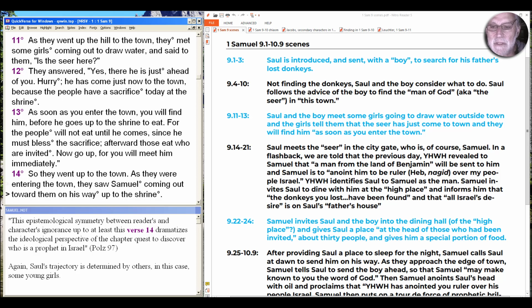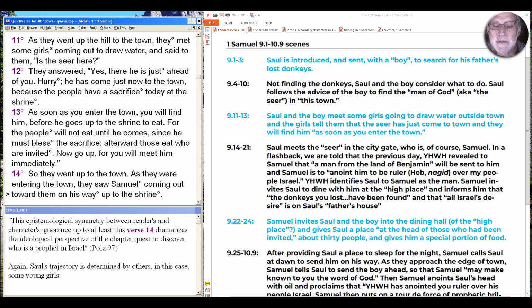Last time we looked a little bit at how the relationship between Saul and his servant boy suggests that Saul is not prepared to be king, because he's following the orders of someone who should be following his orders, and didn't really have a clue of what's going on. Today we're going to see how that continues as he encounters these girls at the gate of the city, or just outside the gate of the city, who will tell him where the seer, otherwise known as the man of God, otherwise known as the prophet, otherwise known as Samuel, will be found.